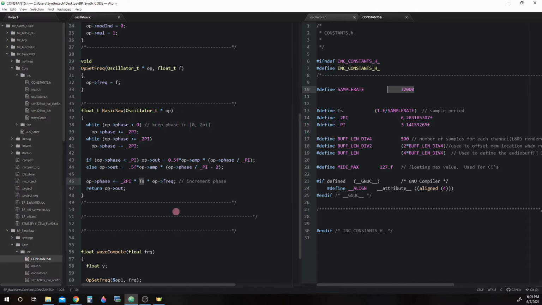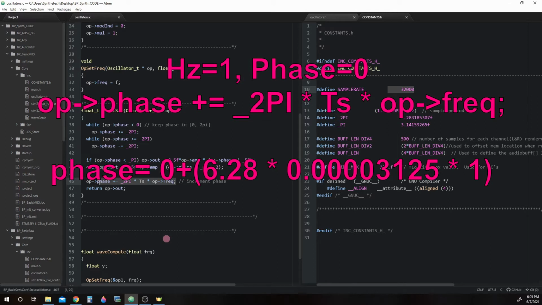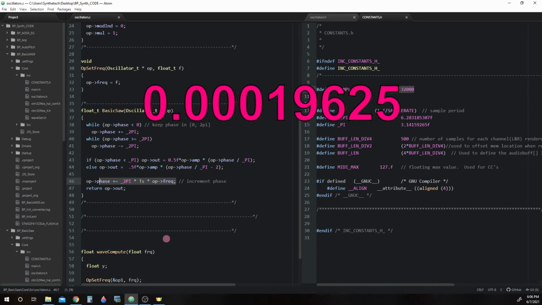Let's run an example. If Hertz equals 1, and the phase equals 0 because we're starting at the beginning, then we change phase equals phase plus 2 pi times TS times op frequency into phase equals 0 plus 6.28 times 0.00003125 times 1 Hertz. And that will equal 0.00019625. This result is the value of our incrementer at 1 Hertz. So at 1 Hertz, the incrementer will add 0.00019625 to phase after each sample rendered.